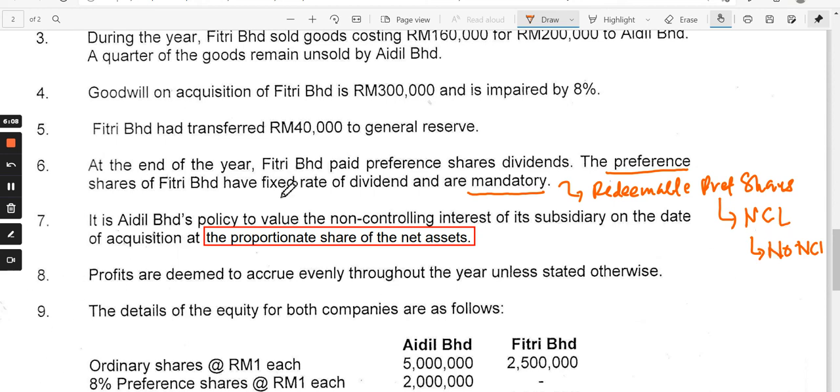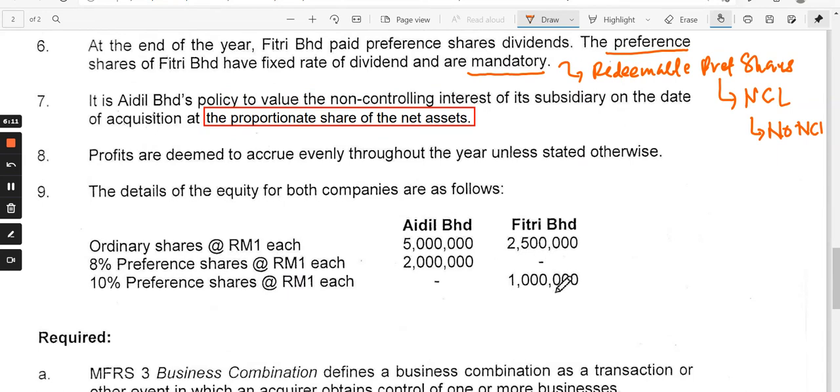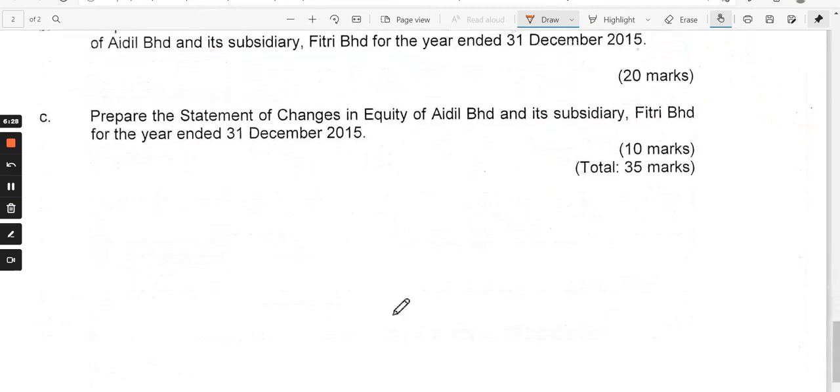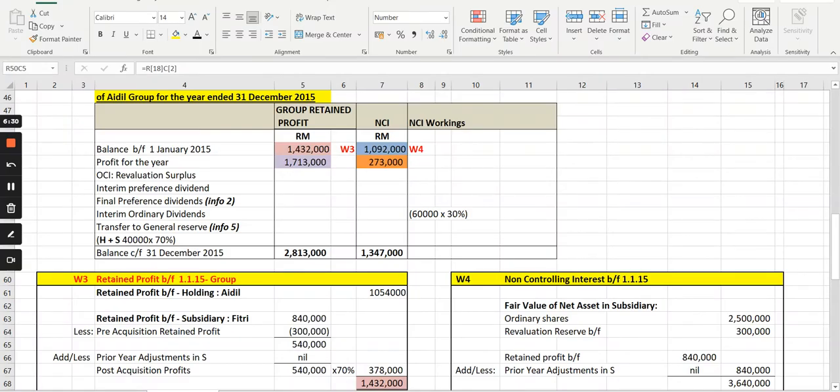So for this one, for this 1 million here, this is not applicable because you are informed that the 10% preference shares are mandatory; it is a redeemable type of preference shares. Next, let us look at what you have here.